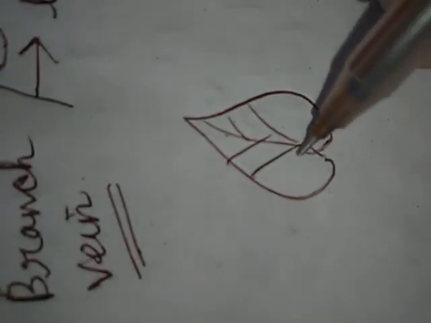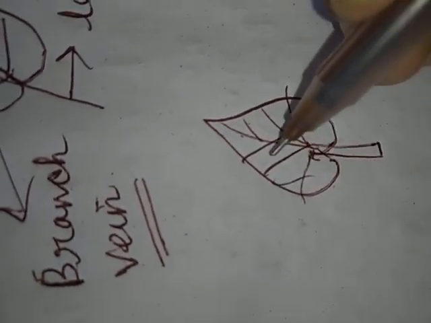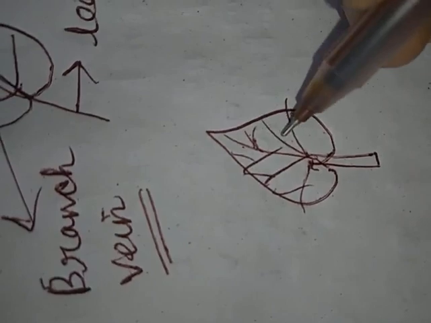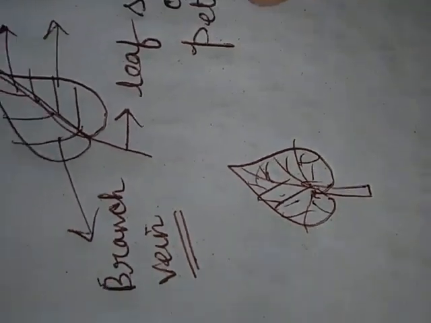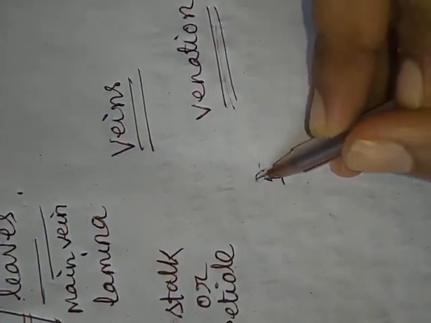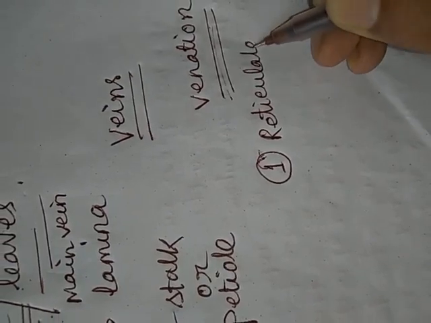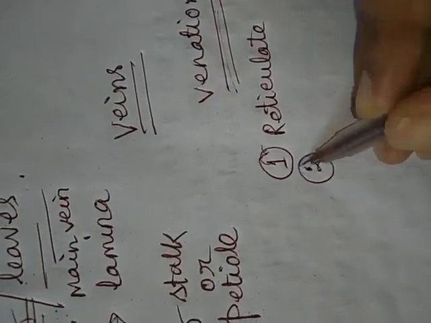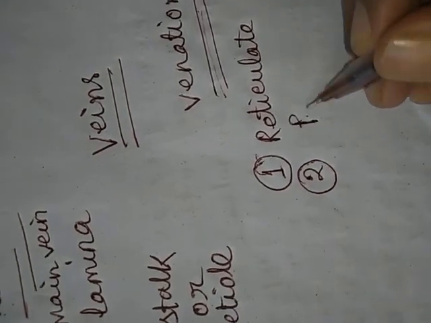Suppose this is a red leaf tree. In this way, network type structures may occur, which is called venation. And this venation is of mainly two types. Number one is the reticulate type, and number two is the parallel veins.